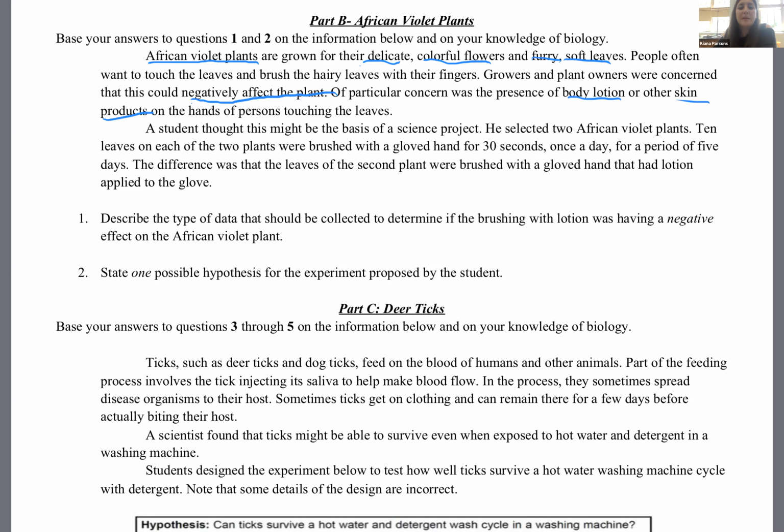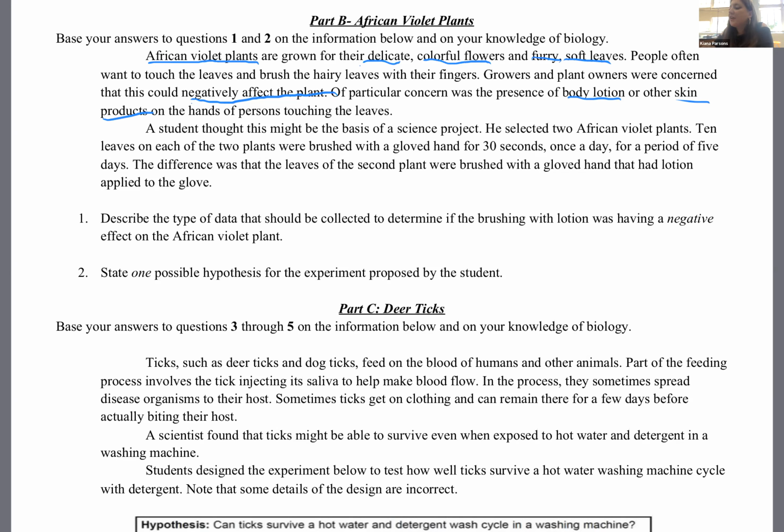A student thought that this might be the basis of a science project. He selected 2 African violet plants, 10 leaves, pardon me, excuse me, don't worry guys, sneezing is not a symptom of the coronavirus. Unless in the future it's found to be a symptom of the coronavirus, but moving on.